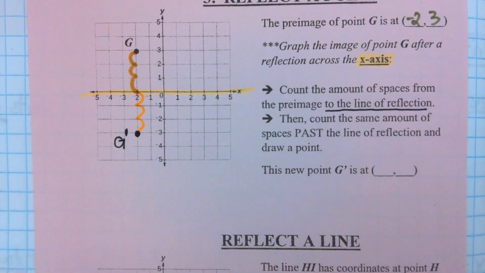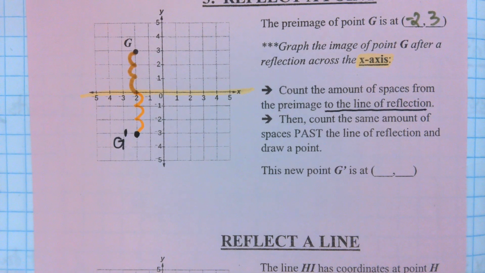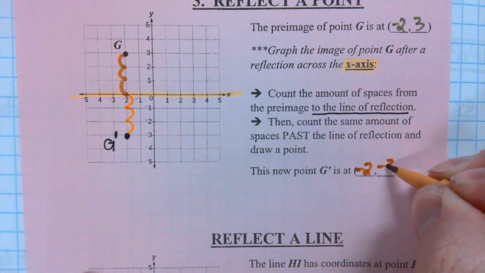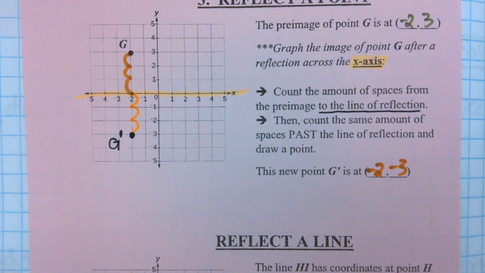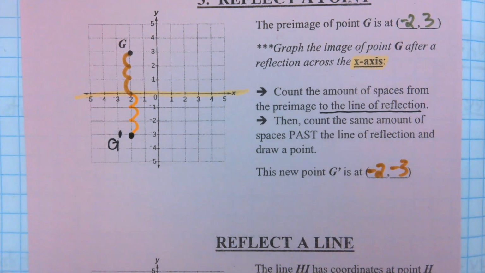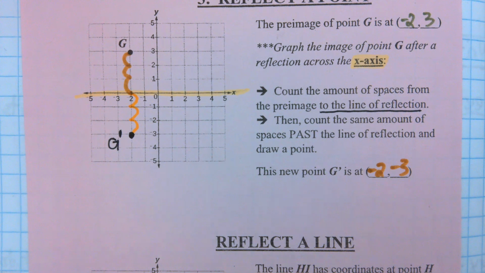What are my coordinates for G prime? -2, -3. Great job. Doesn't seem too bad, right? Pretty straightforward.